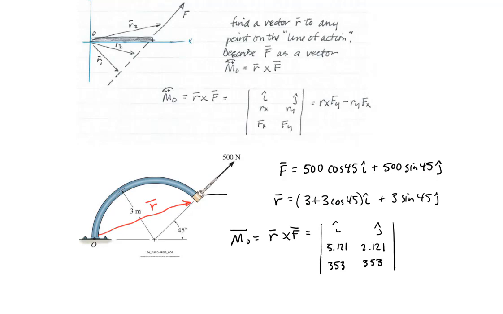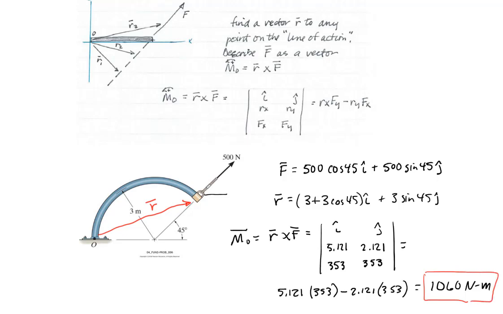Alright, let's do our calculation. What we say is that we're going to multiply that times that minus that times that. So let's do that. We got 5.121 times 353 minus 2.121 times 353, and you get 1,060 Newton meters. So you get the same thing that we did using the scalar approach, or the scalar method.